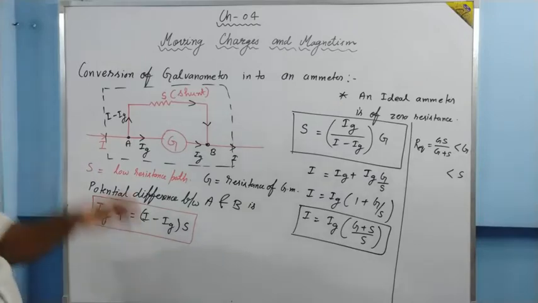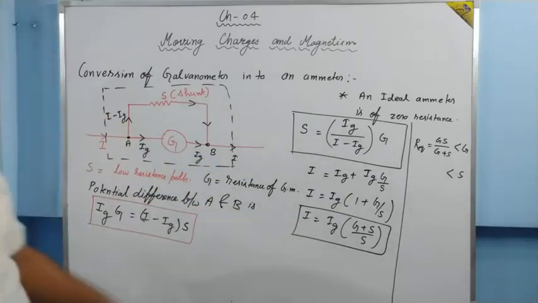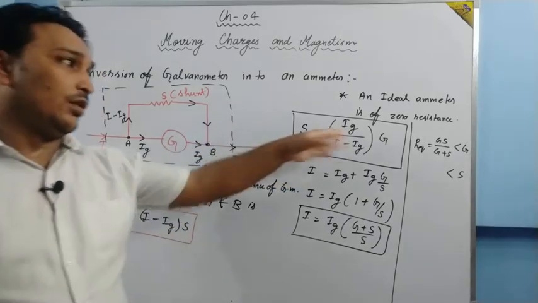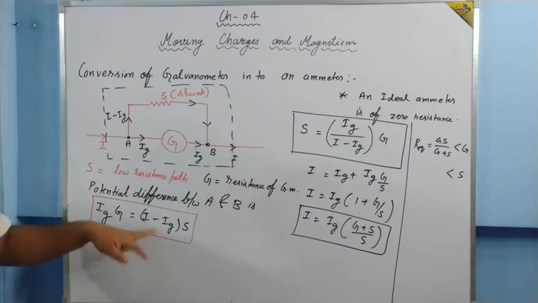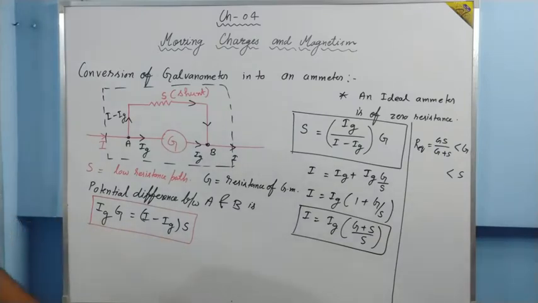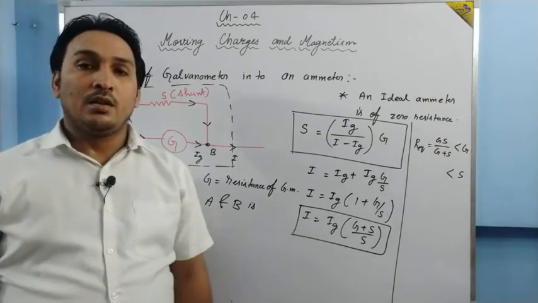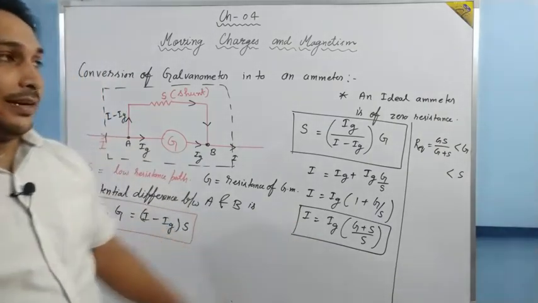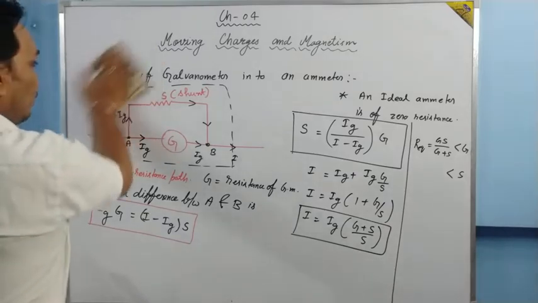Is it clear? This is how a galvanometer is converted into an ammeter. You must remember this formula: Ig into G is equal to I minus Ig into S. Don't remember the others, remember this one, because from this we can derive the others. So this is how a galvanometer is converted into an ammeter. Let us solve a question based on this so that our understanding becomes clearer. Let us take a question.